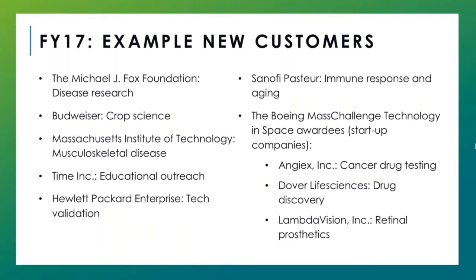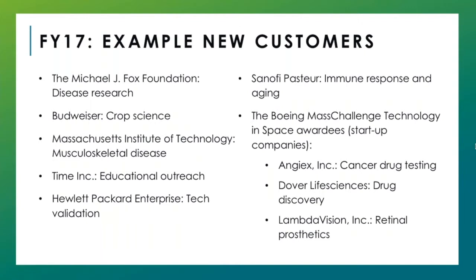This is a list of customers that were accepted in fiscal year 2017. And you'll see a broad range. You see Fortune 500 organizations like Budweiser, who are flying barley. They're going to understand the stress conditions of barley. And in addition to beer, barley is the 4th largest crop related to cereal production in the world. So what they're going to learn there will have broad impact for food production here on Earth.